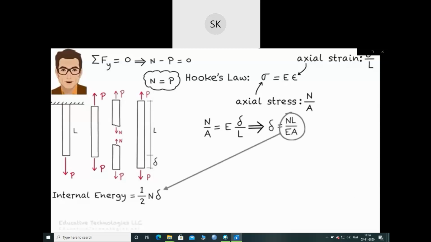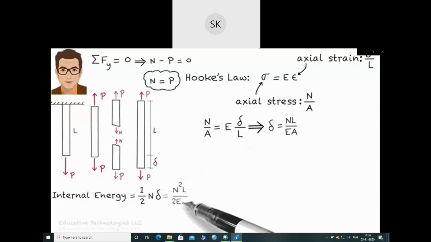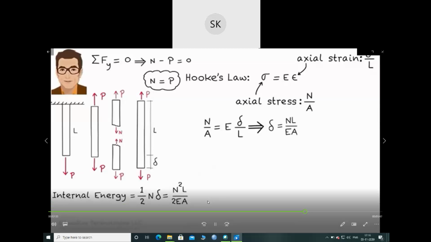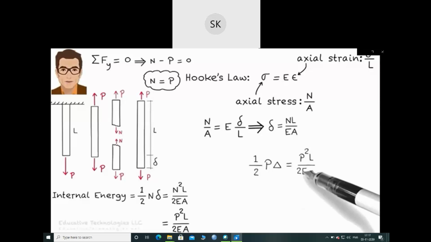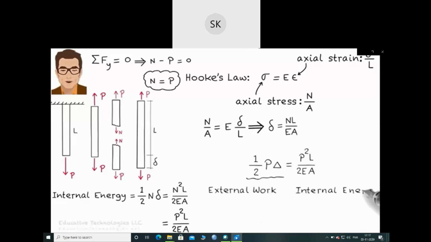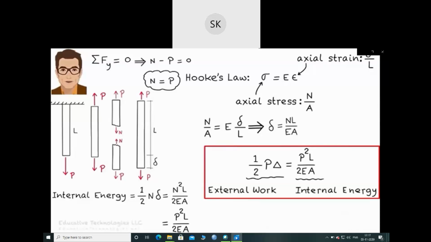Then the member's internal energy can be written as, since N equals P, internal energy equals 1/2 times P squared L over EA. Since external work equals internal energy, we can write the equation. So there you have it, the work energy principle in algebraic form. Other than showing the relationship between work and energy, does this equation have any use? The answer is yes. We can use it to solve for the system displacement under the load. We can use the equation to solve for delta.